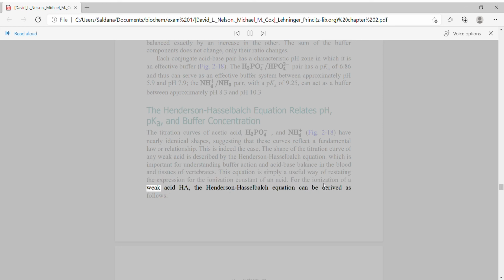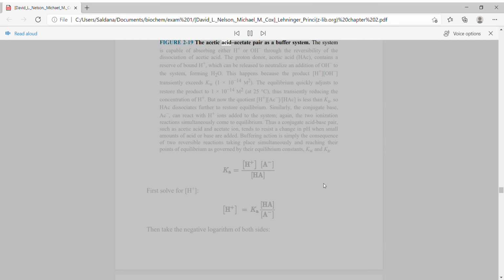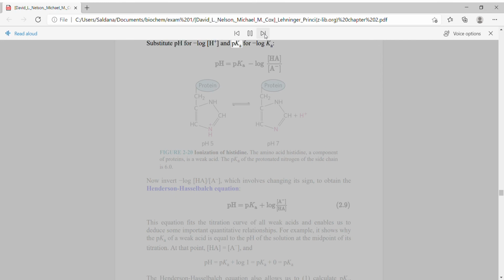For the ionization of a weak acid HA, the Henderson-Hasselbalch equation can be derived as follows. Figure 2-19. The acetic acid-acetate pair as a buffer system. First solve for H+. Then take the negative logarithm of both sides. Substitute pH for -log H+ and pKa for -log Ka. Figure 2-20. Ionization of histidine. The amino acid histidine. Now invert log [HA]/[A-], which involves changing its sign, to obtain the Henderson-Hasselbalch equation.